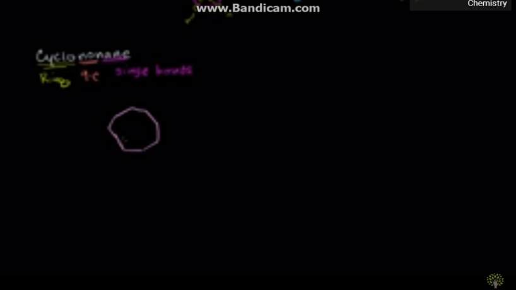I could have drawn it better than that, but hopefully you can see all the edges here. So I have 1, 2, 3, 4, 5, 6, 7, 8, 9 carbons. It's in a cycle, it's in a ring. I have 9 carbons, and they're all single bonded. So this is cyclonane, although there's probably better ways to draw that ring right there.